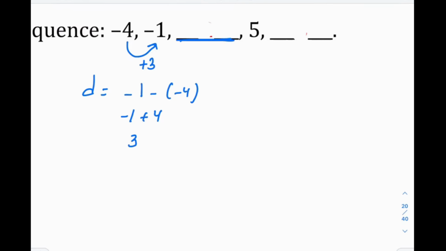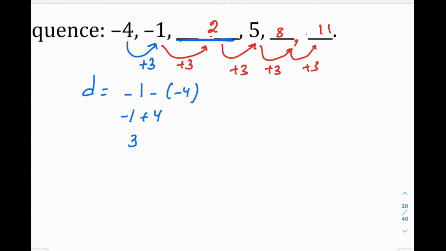So what are we going to do? We are going to add 3 here. So minus 1 plus 3 is 2. Then as you see, 2 plus 3 is 5. So this was correct. And we are going to add again 3. It will be 8. Again, it will be 11. Add 3 every time. Okay. Let's continue.